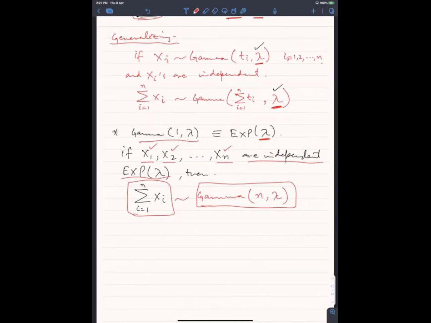So the time needed for any event to occur is exponential lambda. If I want the same event to occur multiple times, then the sum of this distribution would be gamma n lambda.